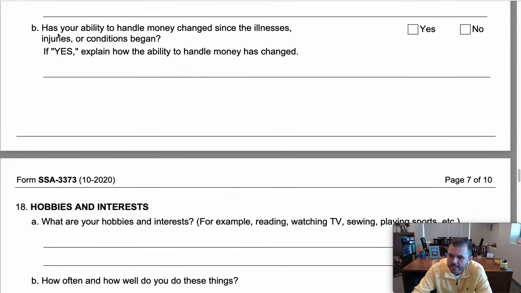Subsection B: Has your ability to handle money changed since the illnesses, injuries, or conditions began? A lot of times you need help, and that's okay. Again, you can do it, but with help.